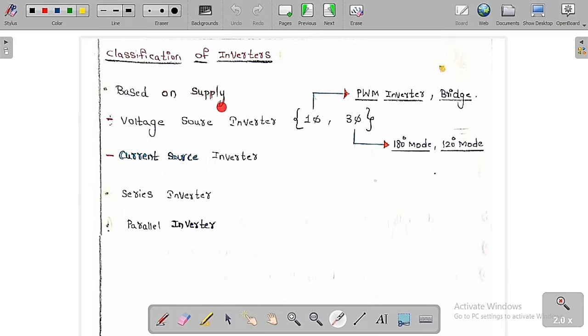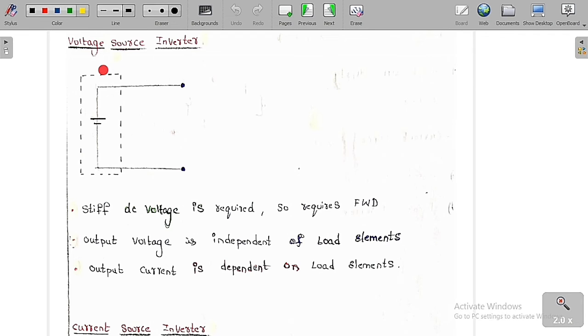Based on the supply, we are going to classify into two types, which are the voltage source inverter and the current source inverter. In the voltage source inverter, we are going to study about the single phase and also three phase inverters. In the single phase, we are going to specifically study about the PWM inverter and also the bridge. Whereas in the three phase, we are going to study about the 180-degree mode and also the 120-degree mode.